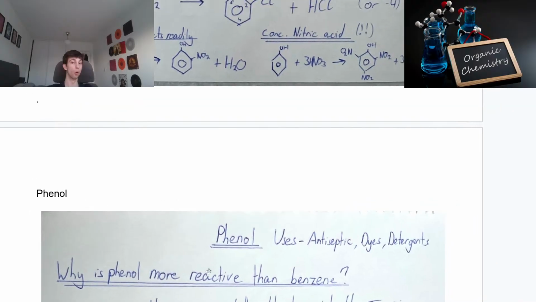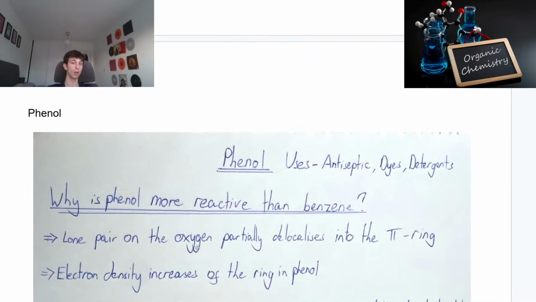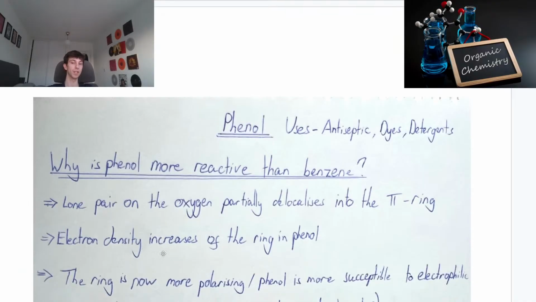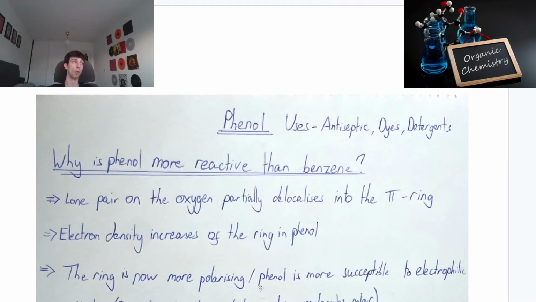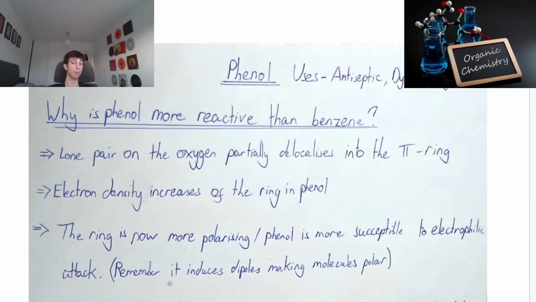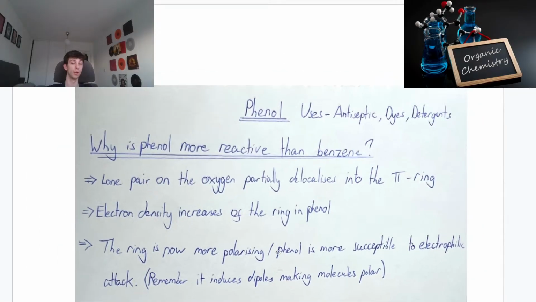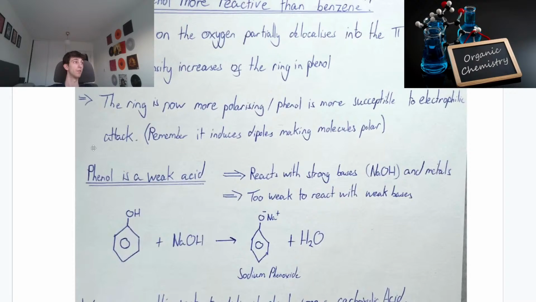So why is phenol more reactive than benzene? We know this already. The lone pair on the oxygen partially delocalizes into the pi ring. Electron density increases in the ring of phenol. The ring is now more polarizing, or more susceptible to electrophilic attack. You can say either one. And once again, remember we are inducing dipoles to make molecules polar. So that's why phenol is more reactive than benzene. Very key piece of information.